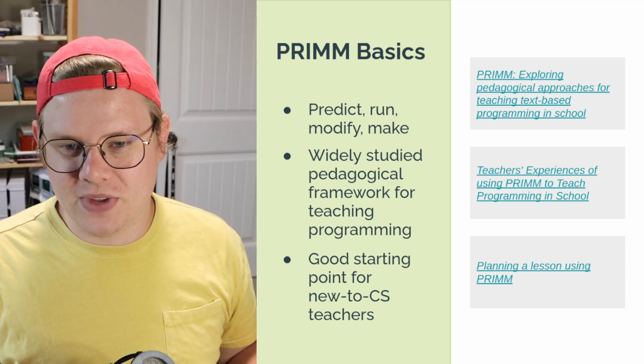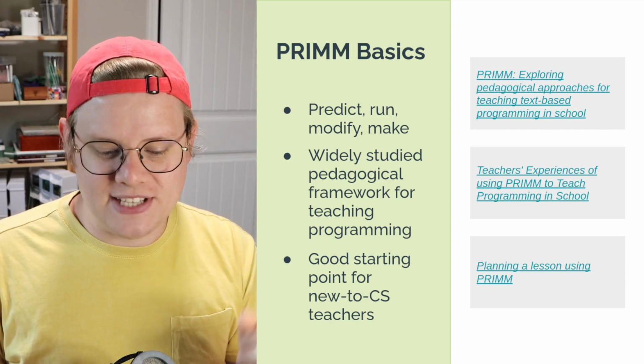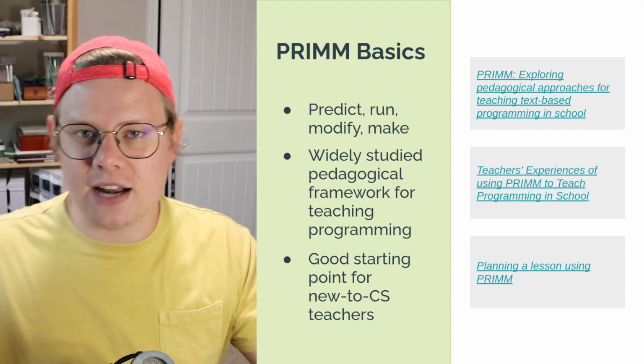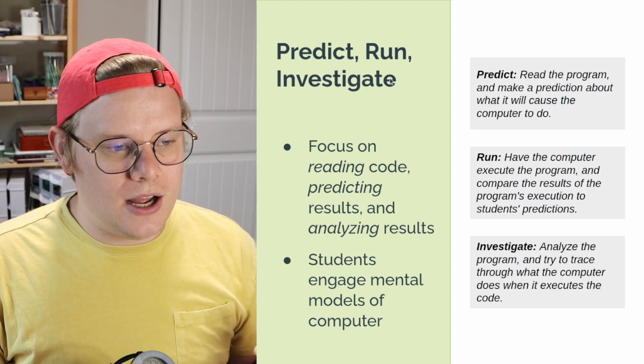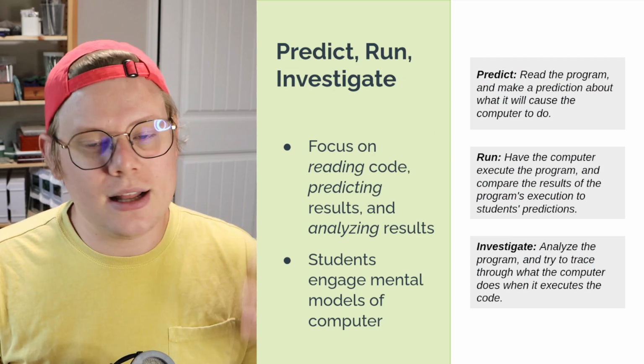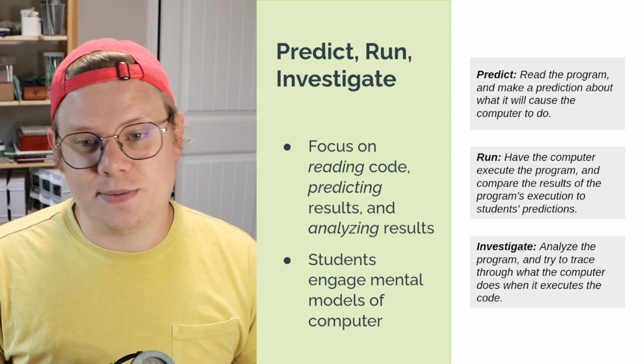So I'm going to break this down into two kind of sections. First, predict, run, investigate, and then modify and make, because they kind of go together. So first, predict, run, investigate. In this stage of the PRIMM cycle, students are analyzing code examples often provided by a teacher. This analysis takes place in 3 steps.